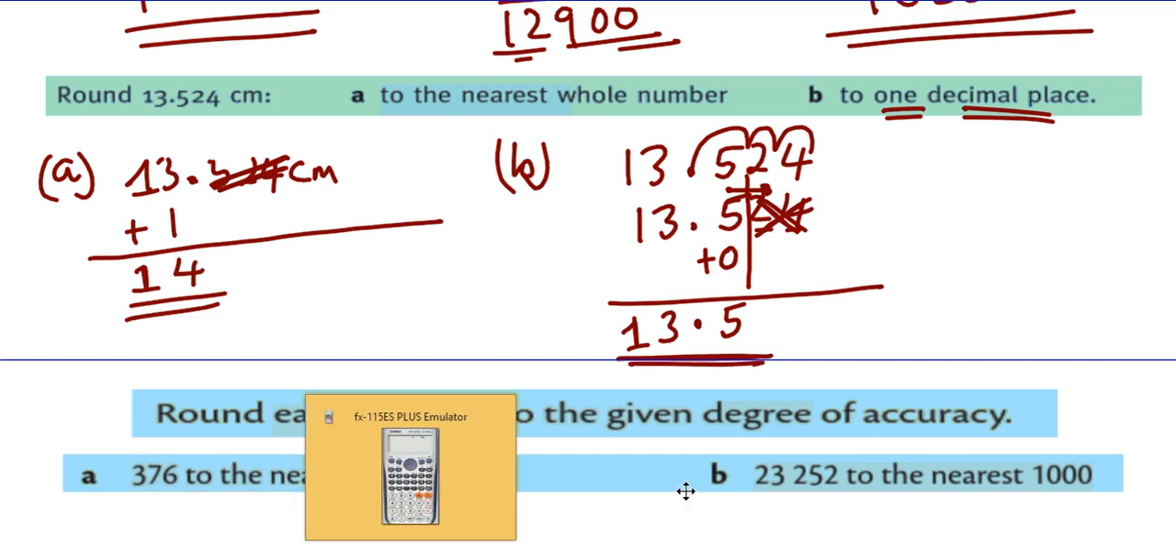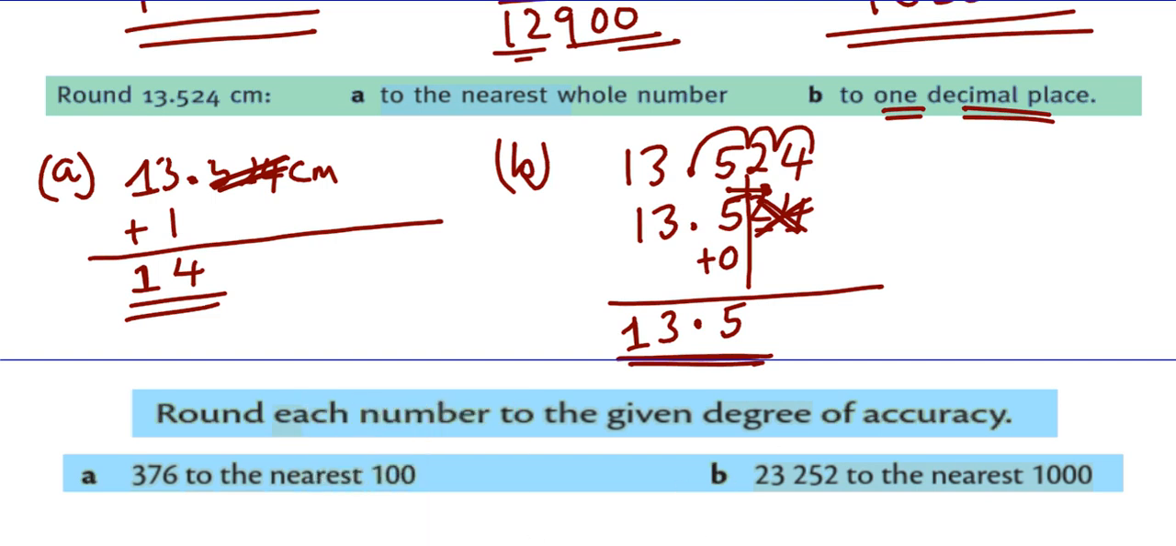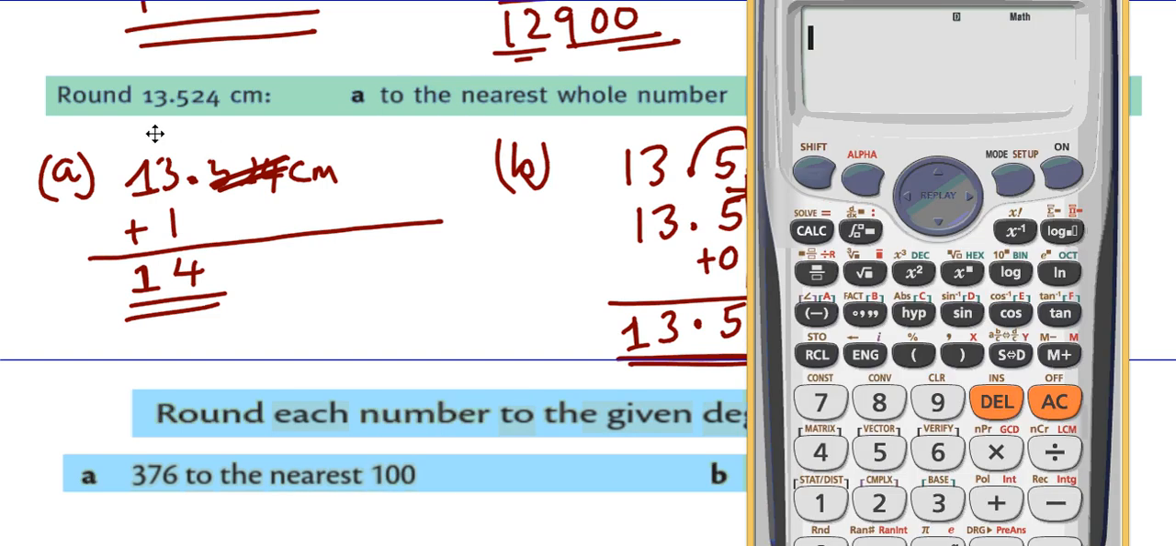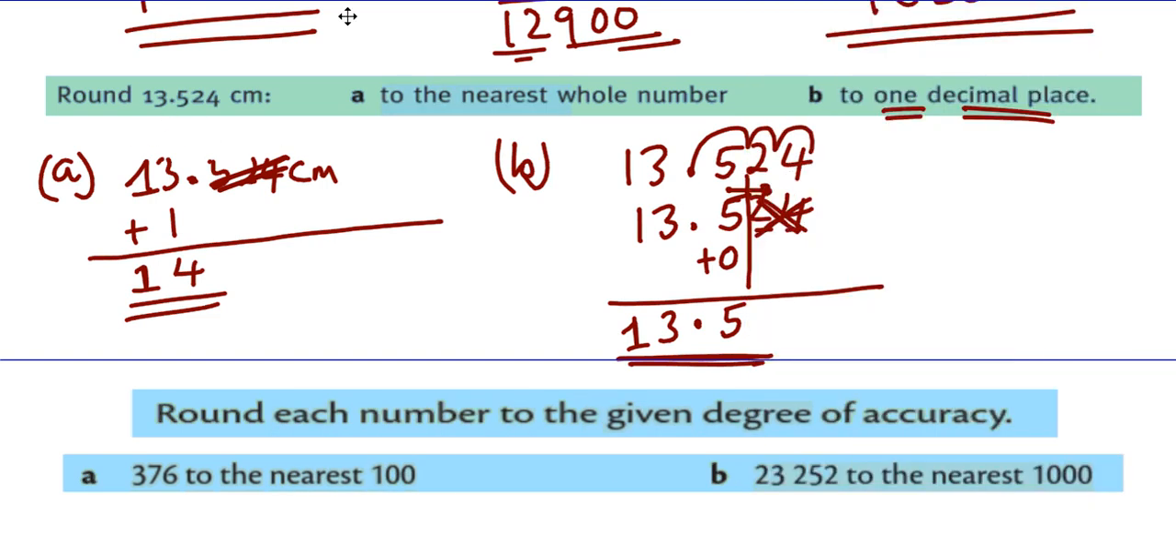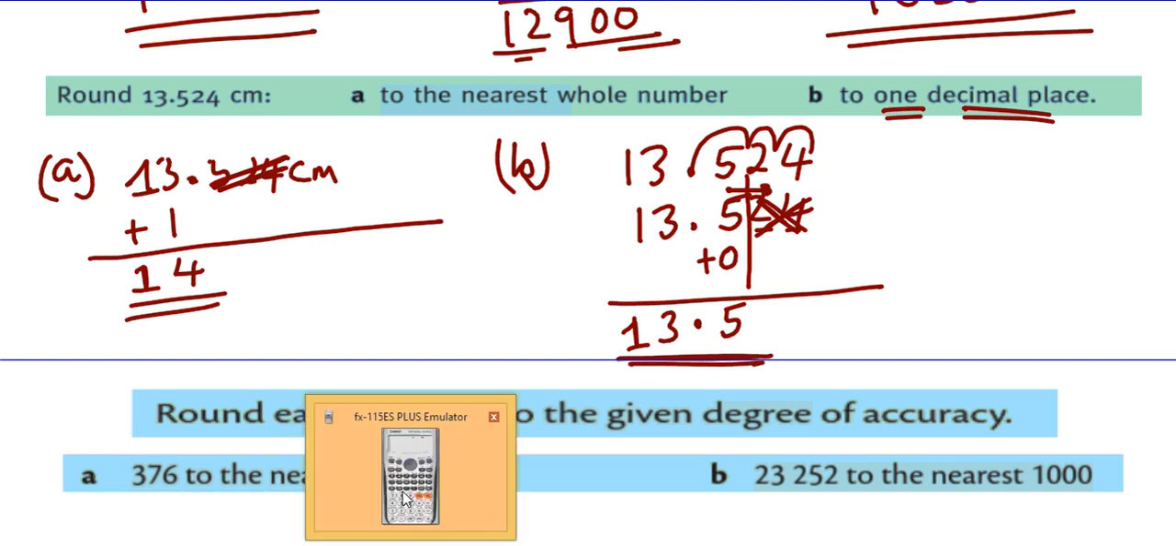Okay, 1 minute. Okay, the number is 13. So you write, I don't know what is happening.